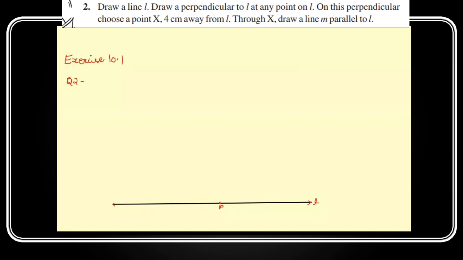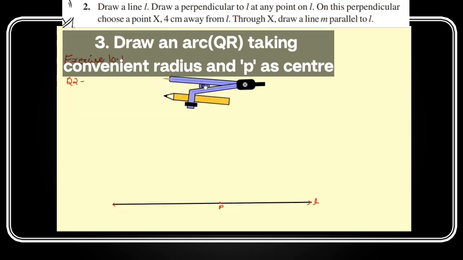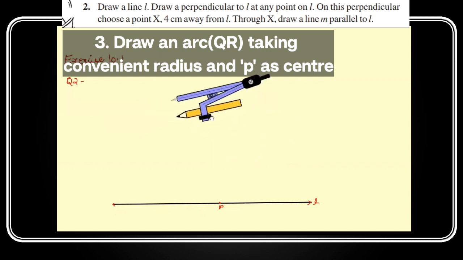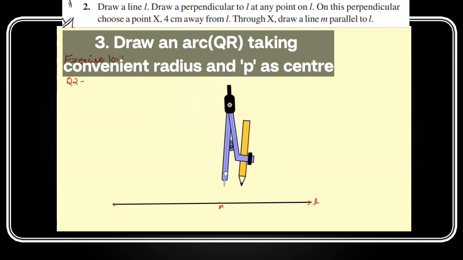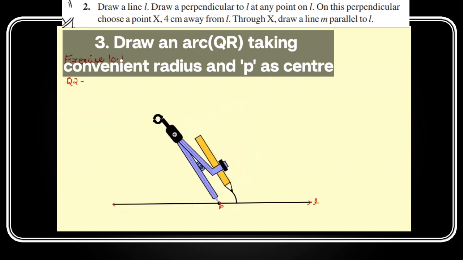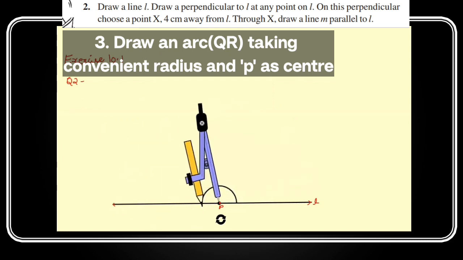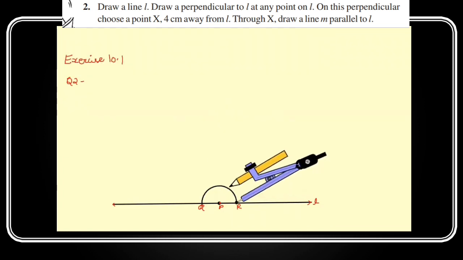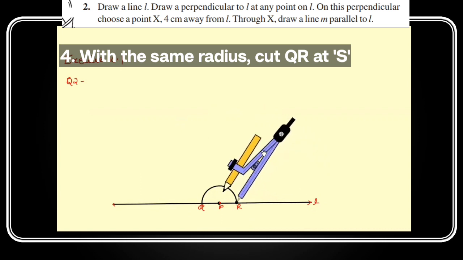We have to draw a perpendicular at this point P on line L. First of all, we will draw an arc QR taking a convenient radius. Any radius you can take. With P as center, we will draw an arc. We have to keep this radius. Now, with the same radius, we will put the pointer at R and make a cut on the arc QR. Remember, the radius is the same.